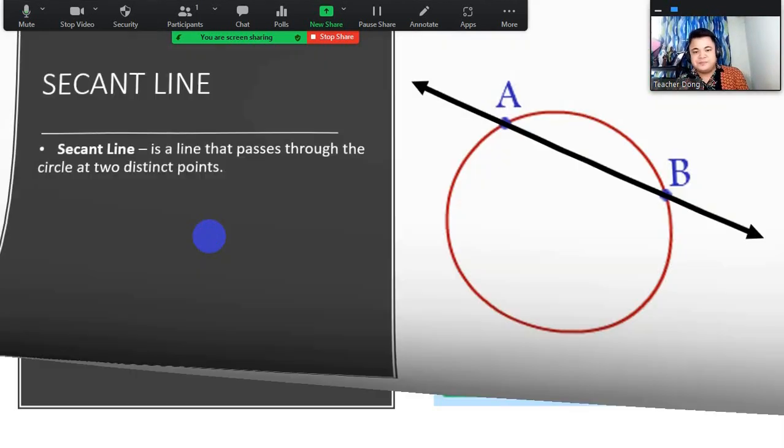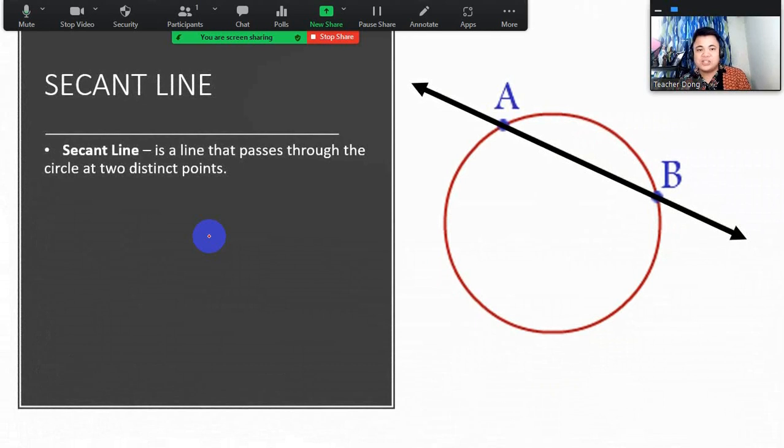Let's proceed to the secant line, pronounced secant. A secant line is a line that passes through the circle at two distinct points. It's the only line that passes through the circle at exactly 2 points, so we call it a secant line. In this case, our secant is secant AB. If you would like to identify it as a chord, it is chord AB, if we're talking about the endpoints. But if we're talking about the line, we call it a secant line.